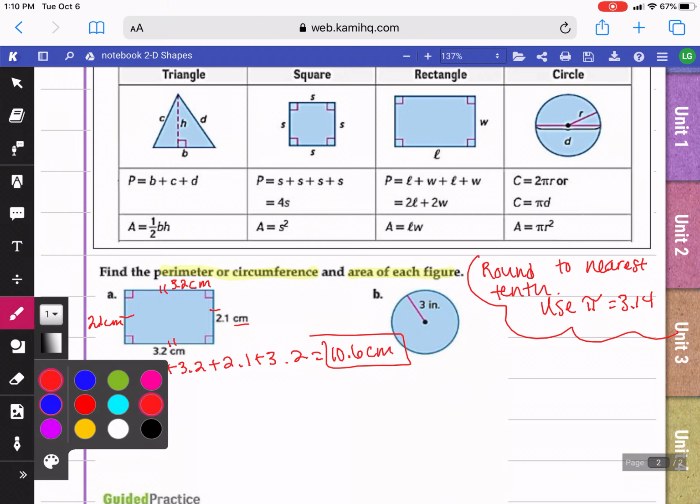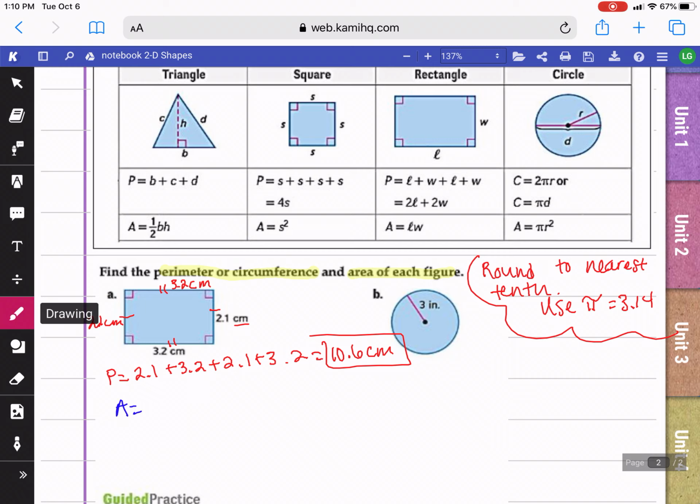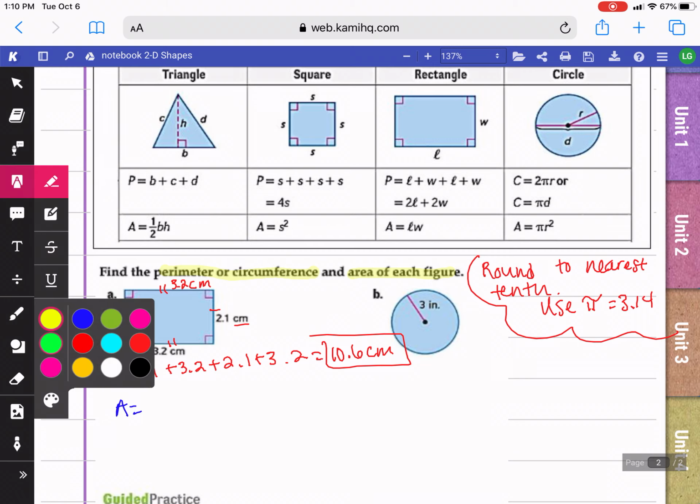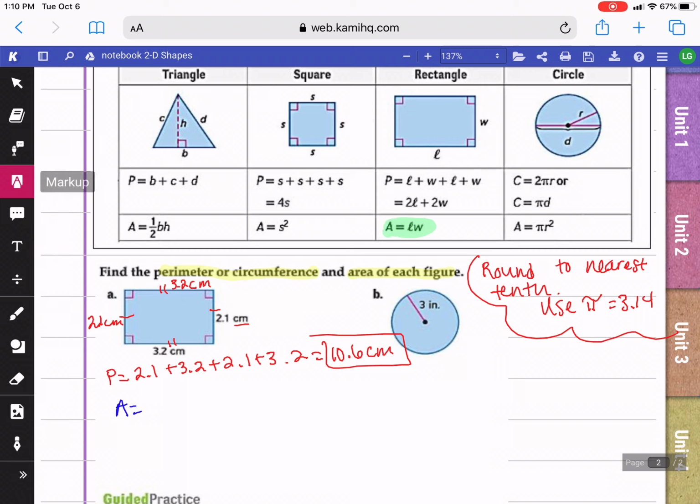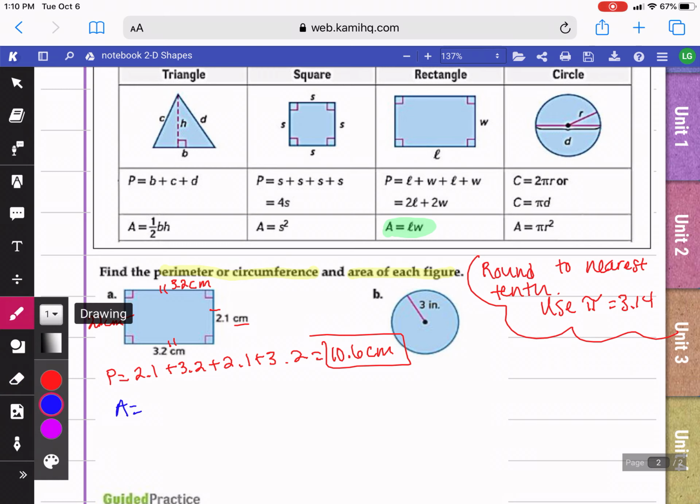Next, we're going to find the area. For area of a rectangle, if you don't know the formula, it's here. You would do length times width. So here our length is 2.1 centimeters. And our width is 3.2 centimeters. So I can plug that in for length and width in my formula. So now if I multiply 2.1 times 3.2, that comes out to 6.72.